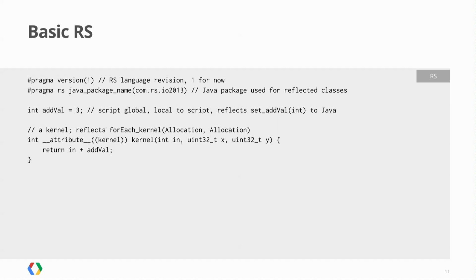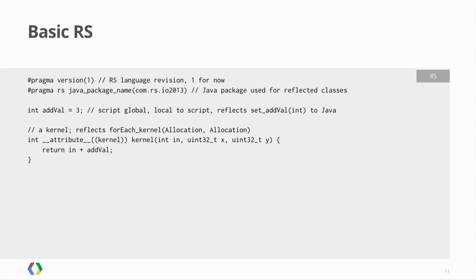So this is a .rs file, a very basic .rs file. And in general, we refer to each one of these .rs files as a script. And a script is essentially its own little world. There's no linkage between scripts or anything like that. So every script is self-contained.